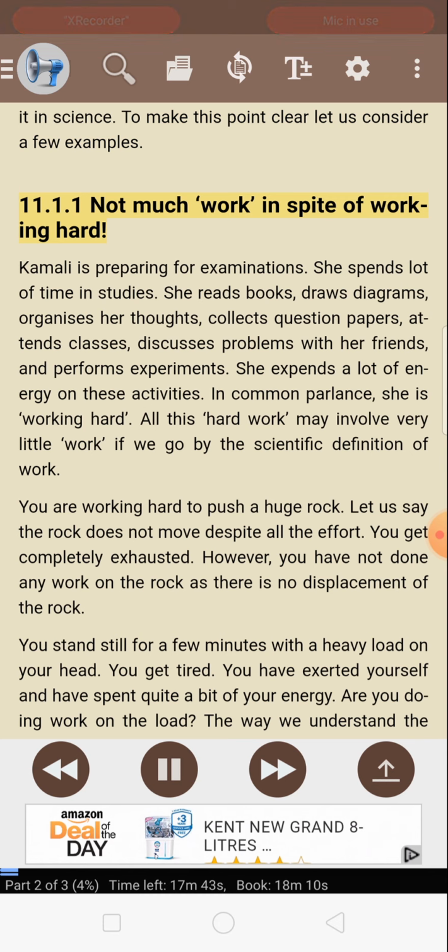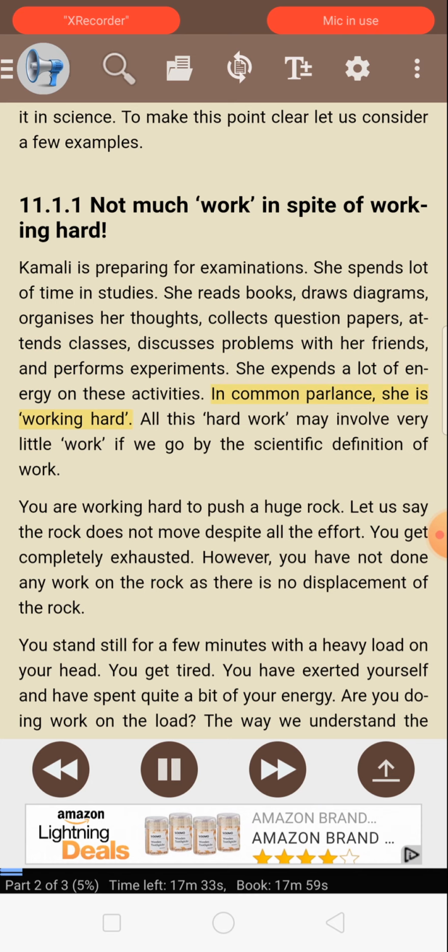11.1.1 Not much work, in spite of working hard. Kamali is preparing for examinations. She spends a lot of time in studies. She reads books, draws diagrams, organizes her thoughts, collects question papers, attends classes, discusses problems with her friends, and performs experiments. She expends a lot of energy on these activities. In common parlance, she is working hard. All this hard work may involve very little work if we go by the scientific definition of work.